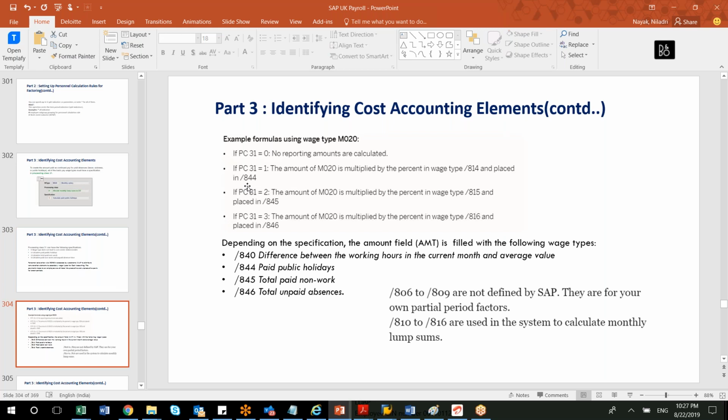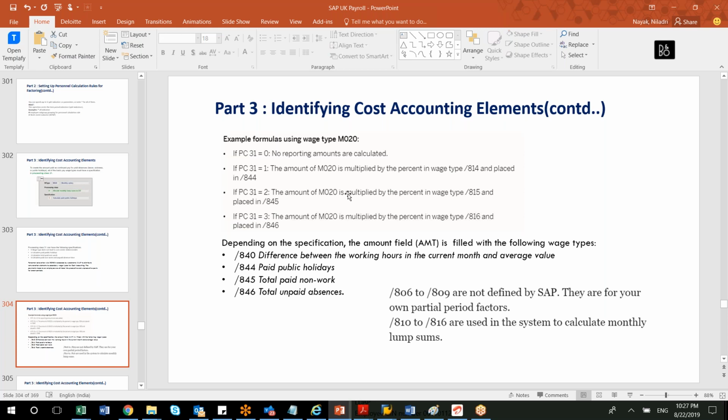what the amount is that is coming. After doing that, you come back to the configuration and change the processing class to 2. Then again you run the payroll, and you see these calculations, how slash 815 and slash 845 work, and how this M020, what is the amount of M020.